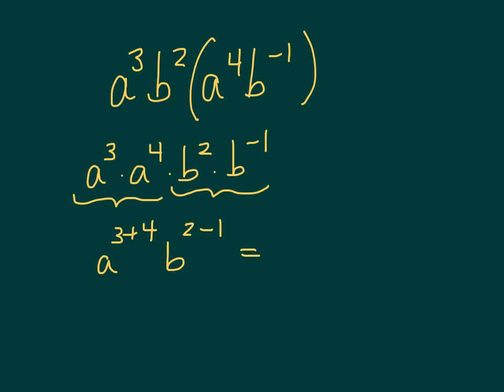So this simplifies to a^7 times b to the 1st power. There's your final answer.